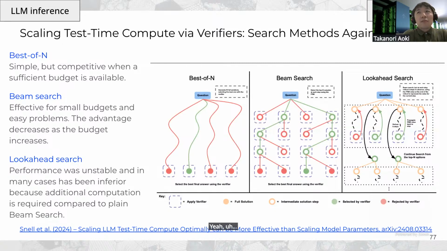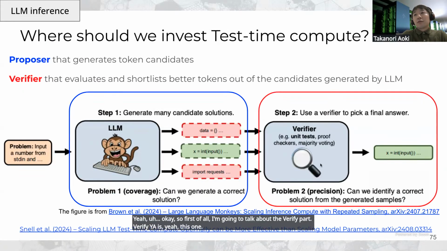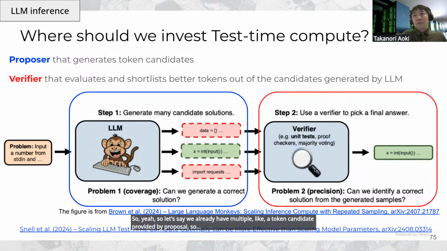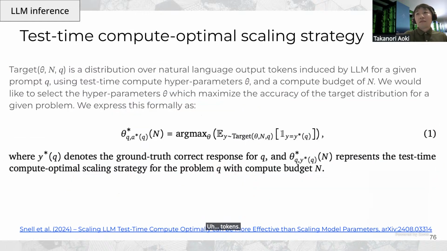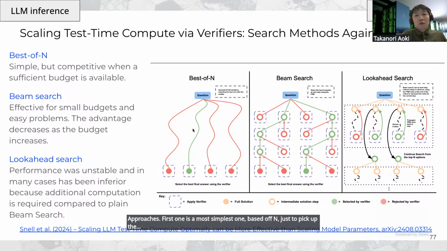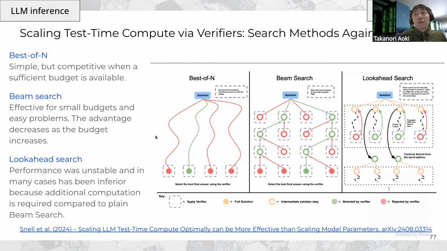First of all, I'm going to talk about the verifier part. Let's say we already have multiple token candidates provided by the proposer. How can we pick the best tokens? In this paper, there are three approaches. The first one is the simplest, best of n, just to pick the best one. And the second one is beam search.